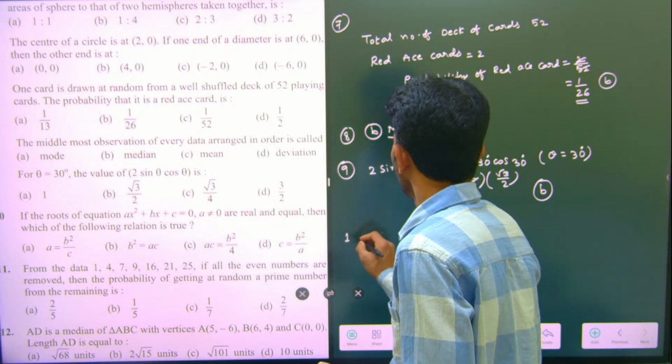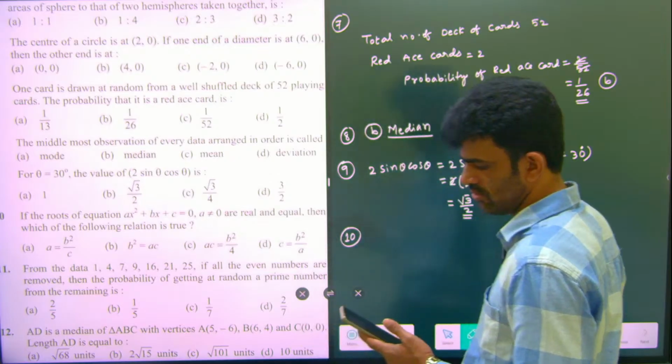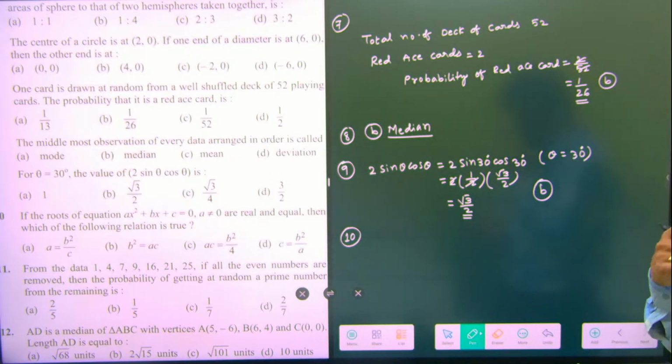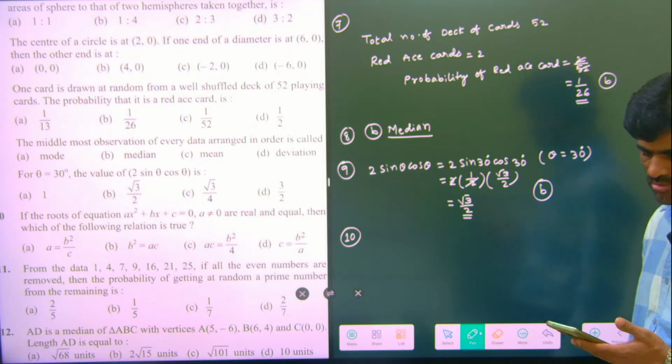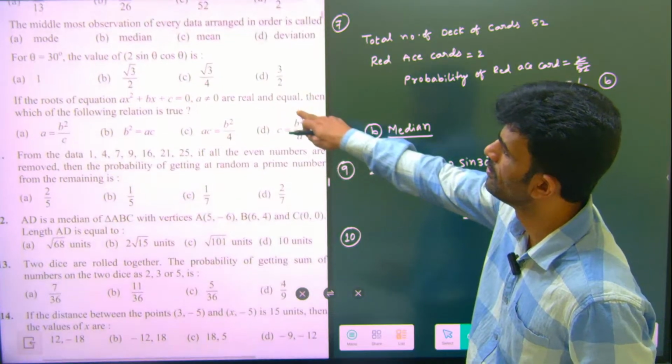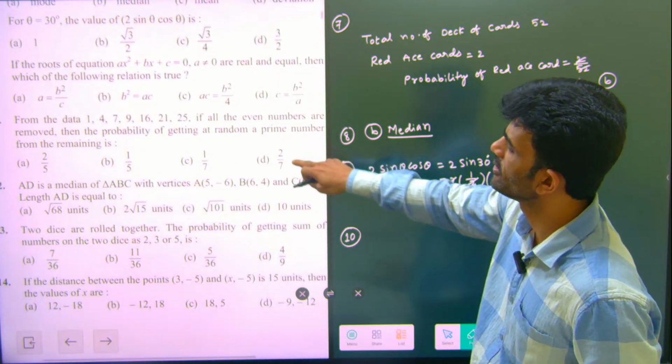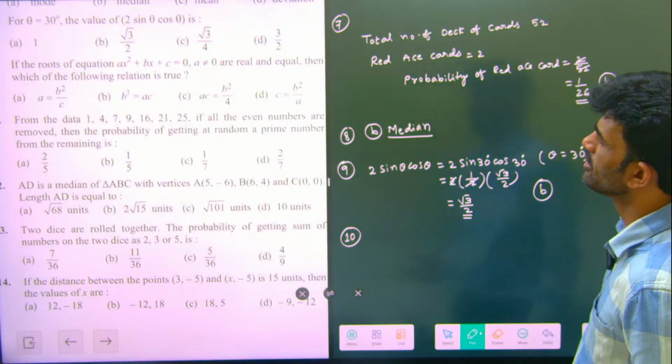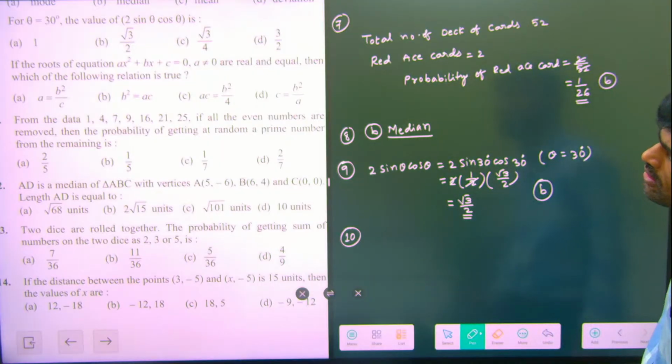Question number 10. Can you try question number 10, what it is? Yes, you all are correct, root 3 by 2. Question number 10. The roots of ax square plus bx plus c is equal to 0 are real and equal. Then which of the following relations is true?